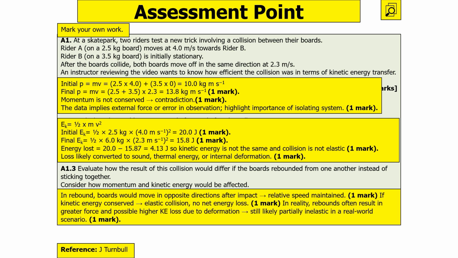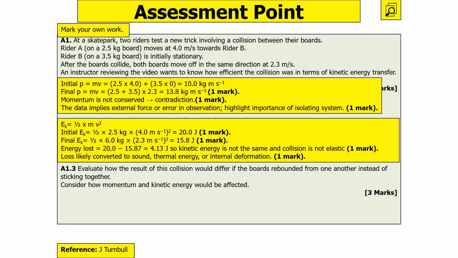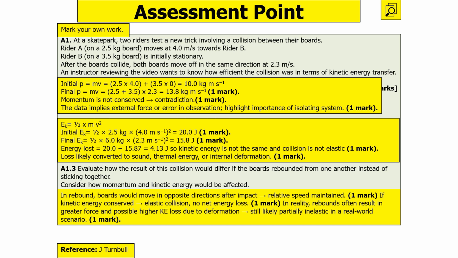Now in the rebounds, the boards will be moving in opposite directions after impact, so their relative speeds will be maintained. Now if the kinetic energy is conserved, you would have an elastic collision and no energy loss. But in reality, rebounds often result in a greater force and possibly higher kinetic energy due to deformation. So it's going to be partially inelastic in this real world scenario.